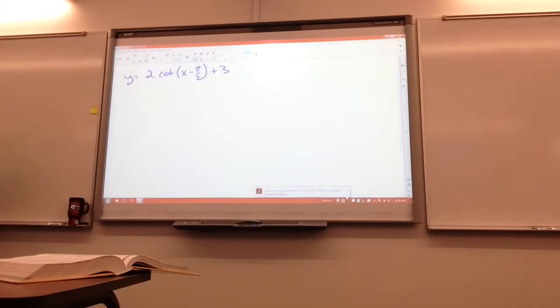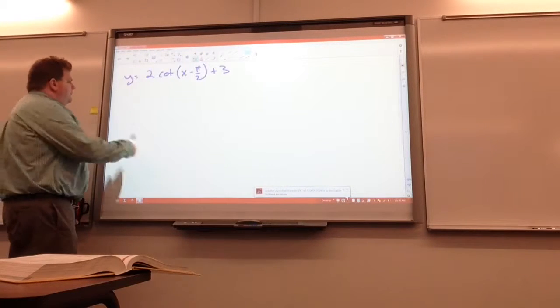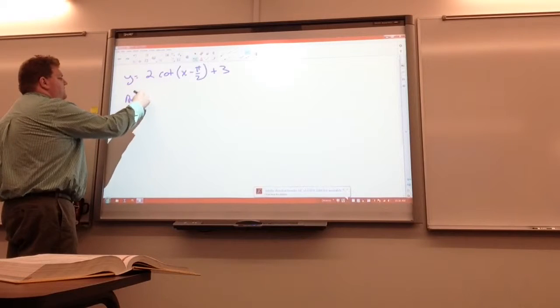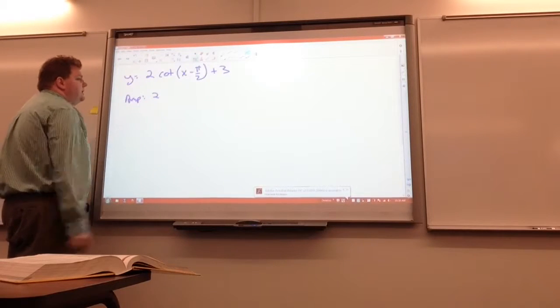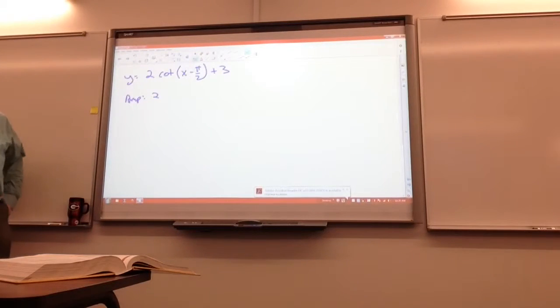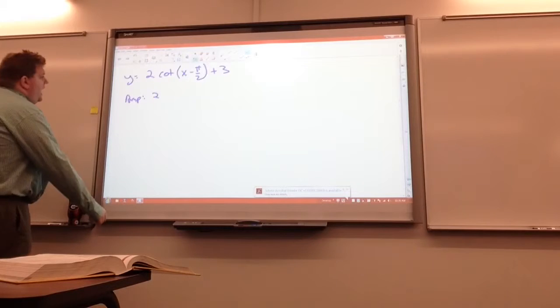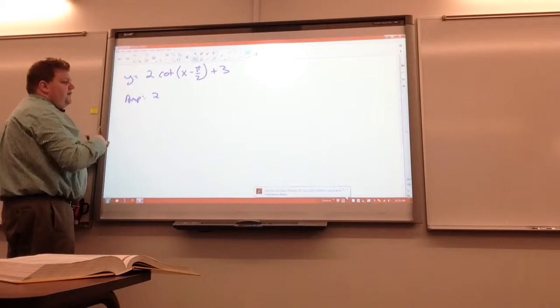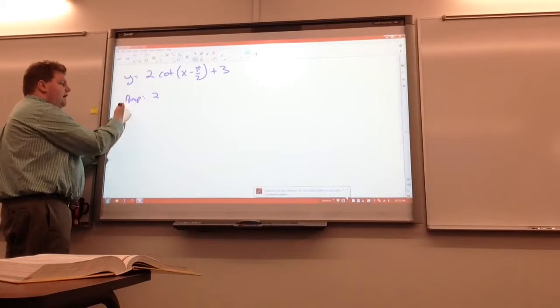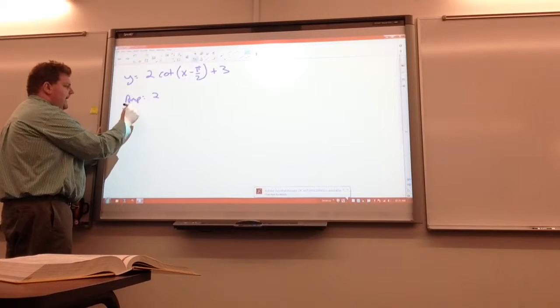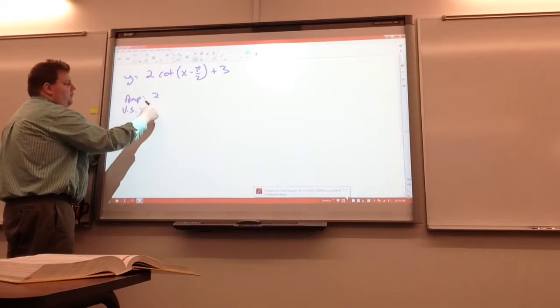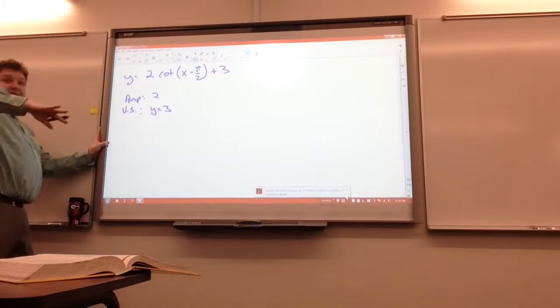First part's going to be what? Amplitude. What's my amplitude going to be in this case? 2. Just 2. Now, the amplitude here, remember, doesn't tell me how far up or down I am for the sinusoidal axis. It tells me how much I'm stretching my cotangent graph. So everything's going to be stretched by 2. Okay? Alright, next, we want to figure out what the sinusoidal axis is. Or the vertical shift, what's that going to be? Plus 3. So we're going to say y equals 3 is where that axis is.